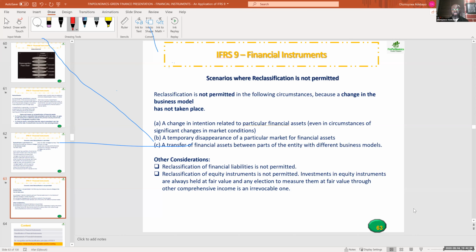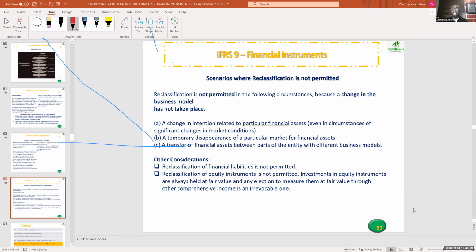Okay, another consideration is that reclassification of financial liability is never permitted. No condition can make you reclassify a financial liability at any point in time, which means once upon initial recognition, you have more or less had a classification as either fair value through profit or loss or as amortized cost. Subsequently, nothing can change the classification, which means reclassification in that situation will not be permitted.